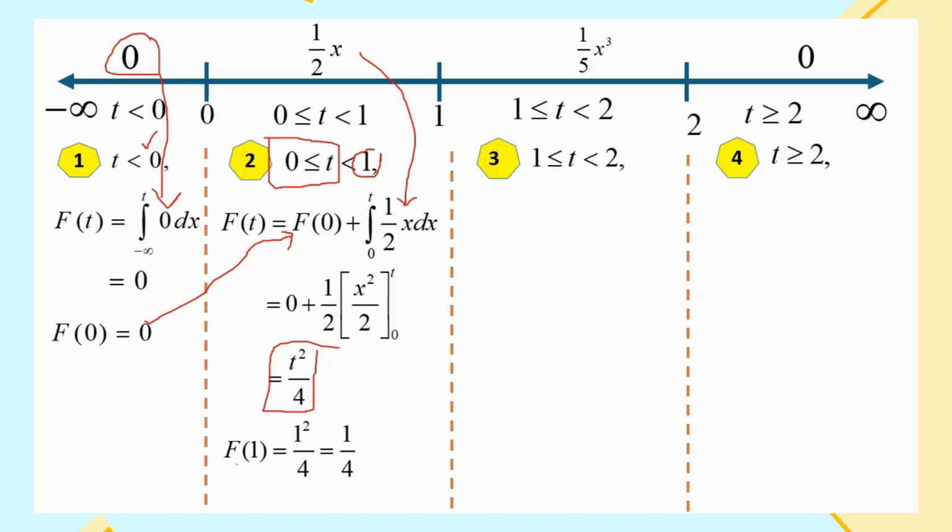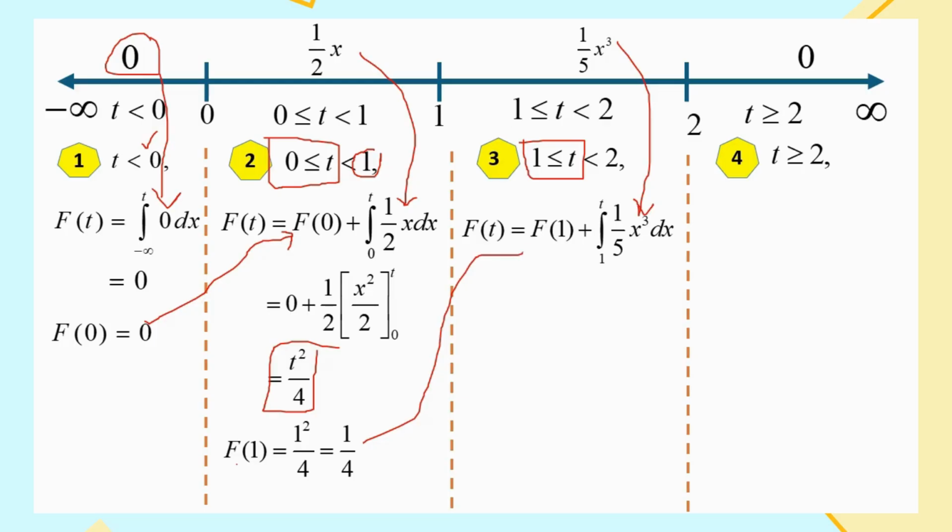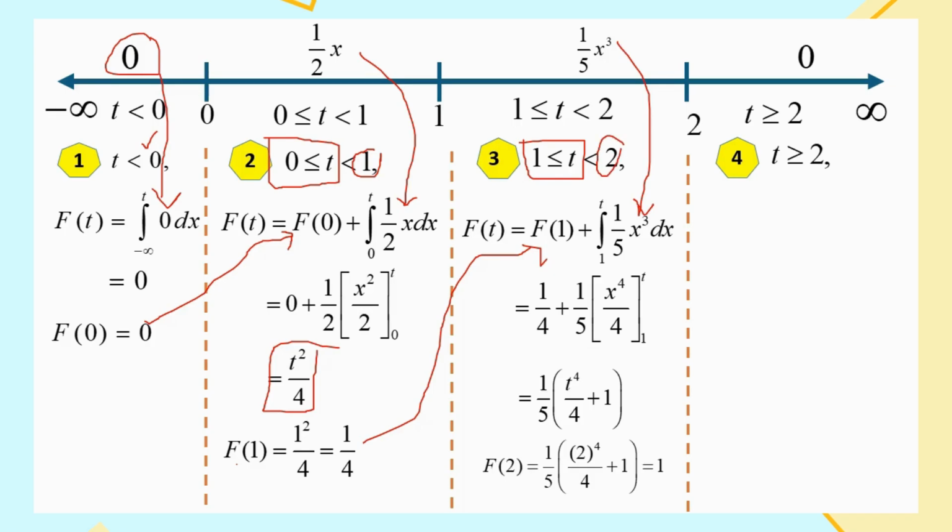After that, I proceed to the third interval. I also repeat the same process. So I need to find the cumulative of F(t) from F(1) plus the integral from 1 to t. As usual, the function that I choose now is 1 over 5x to the power of 3, based on the interval 1 to 2. The value of F(1) I took from the second interval, which is 1 over 4, plus the integral of 1 over 5x cubed. So I have my cumulative of 1 over 4 minus x to the power of negative 2 over 10, evaluated from 1 to t. After that, I need to evaluate my value of F(2). So I have the value of 1.